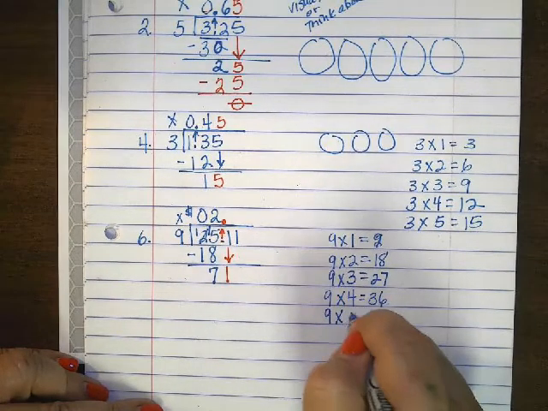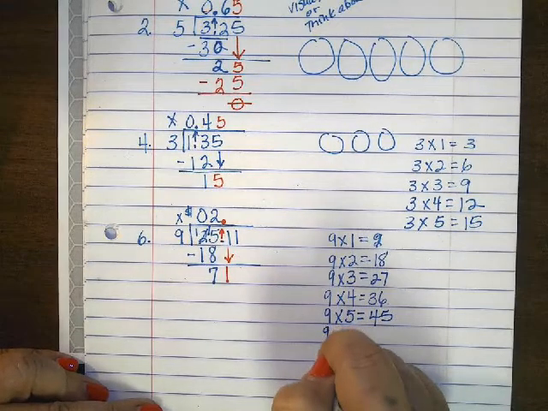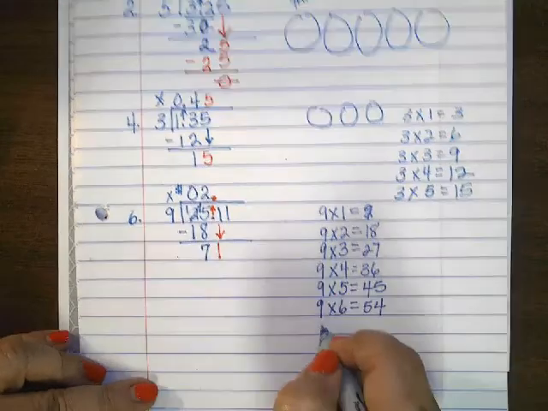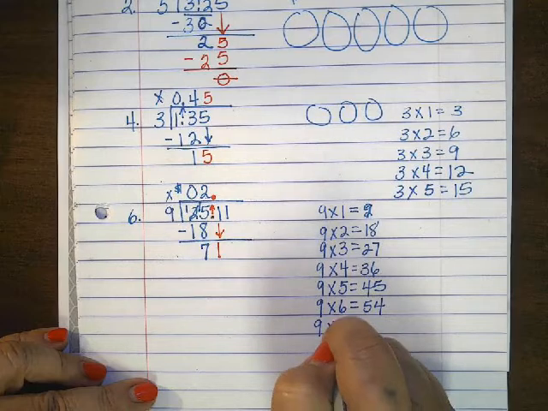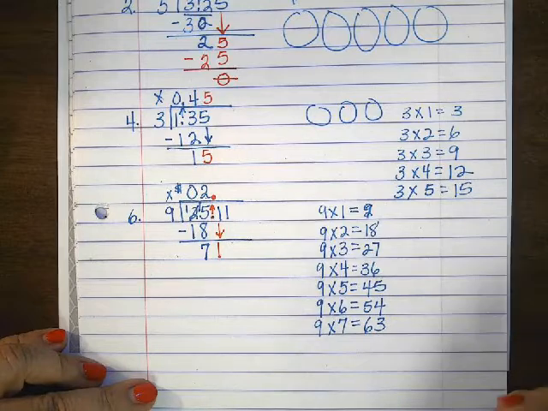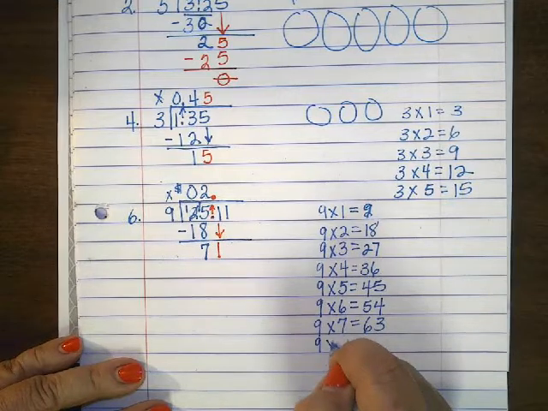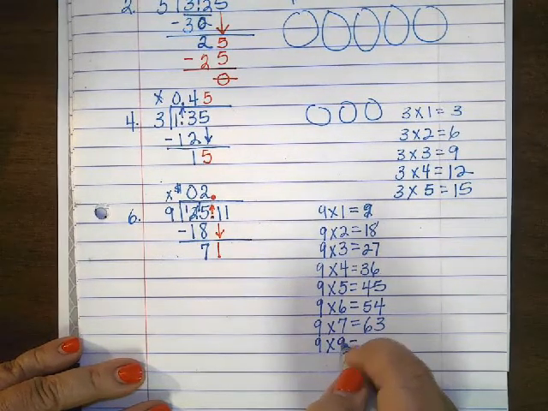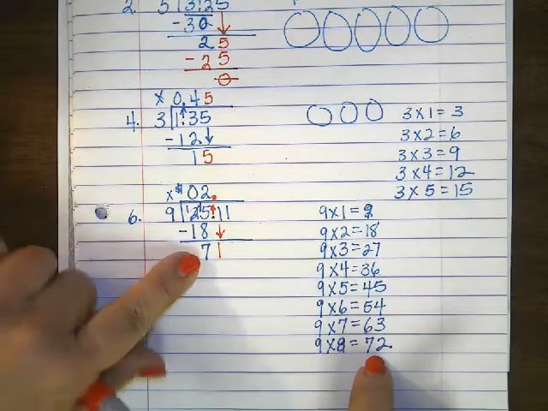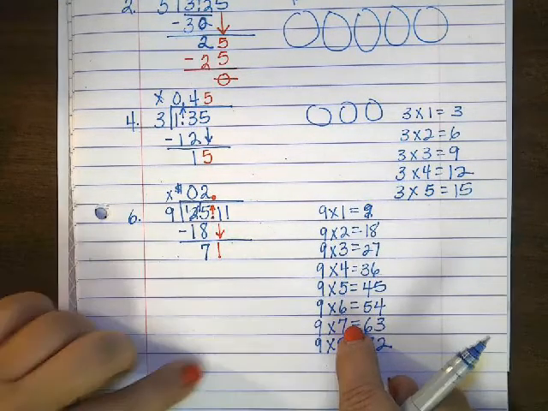If I have 9 groups and there's 5 in each group, that's 45. If it's 9 groups times 6 in each group, that's 54. Can I keep going? 9 groups times 7 in each group, that's 63. Can I keep going or stop? Okay, I think I heard somebody say keep going. 9 groups of, oops, 8 in each group. That's 72. Too big. 1 too many. We have 7 in each group.